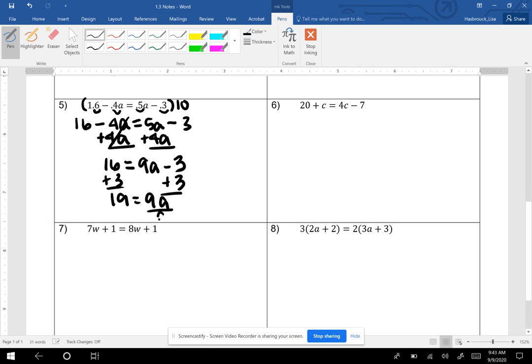And my last step is to divide both sides by 9. Now 9 does not go into 19 evenly, so my final answer is a equals 19 over 9. So it is okay to have answers that are fractions.